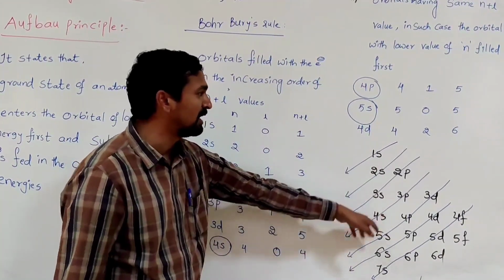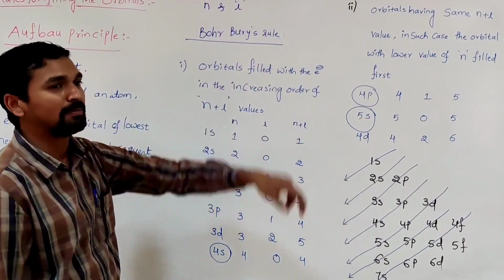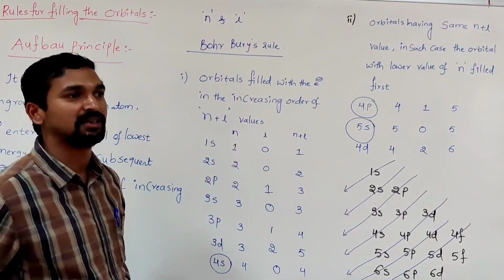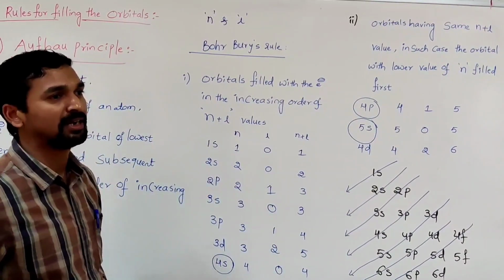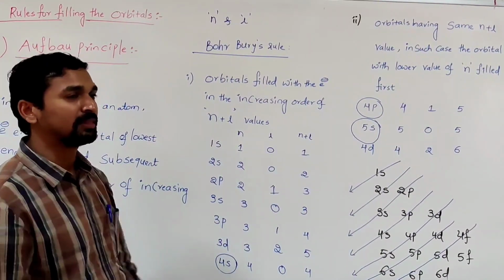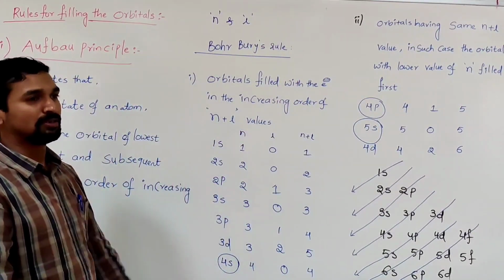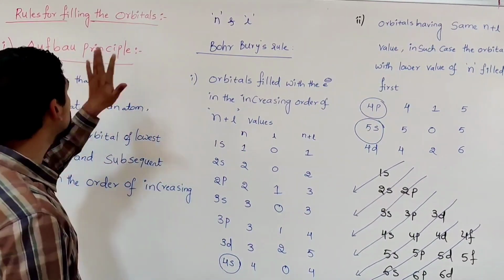This is what we call, in your 10th class perhaps, the Moeller diagram. How do you predict this diagram? It is based on which value? The n plus L value. Once we calculate the n plus L value, whichever has the lower n plus L value, into that the electron enters. If the n plus L value is the same, the electron enters the orbital which has the lower n value. So this is about the Aufbau principle.